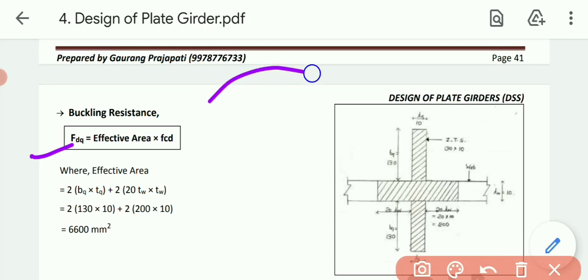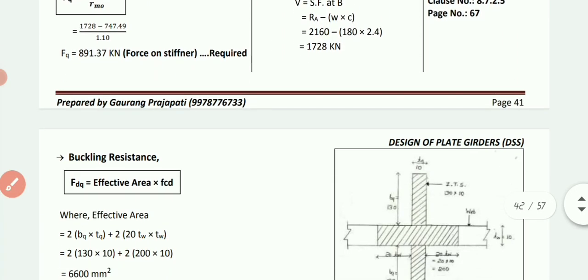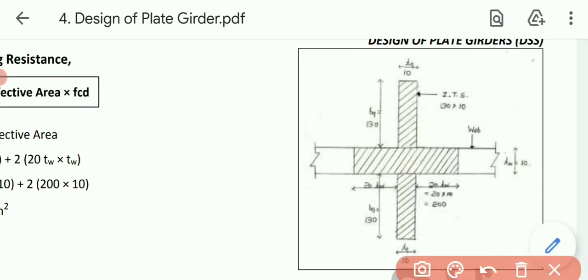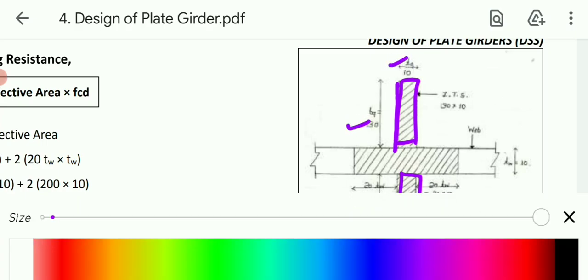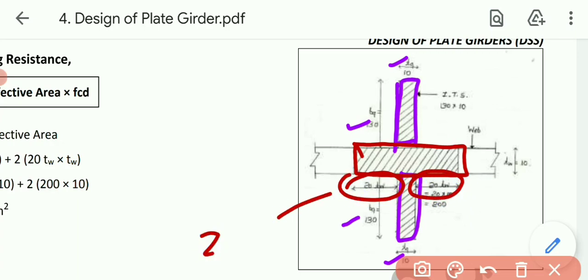Now let's do the plan for that one. This is the same plan as this one, but now the stiffener will make the web also effective of dimension 20 times TW. See, this one is our stiffener, that is 130 by 10, 130 by 10, and meanwhile it will also make the web effective, this much portion will be effective, that is 20 times TW. TW is 10, so 20 times TW will be 200.